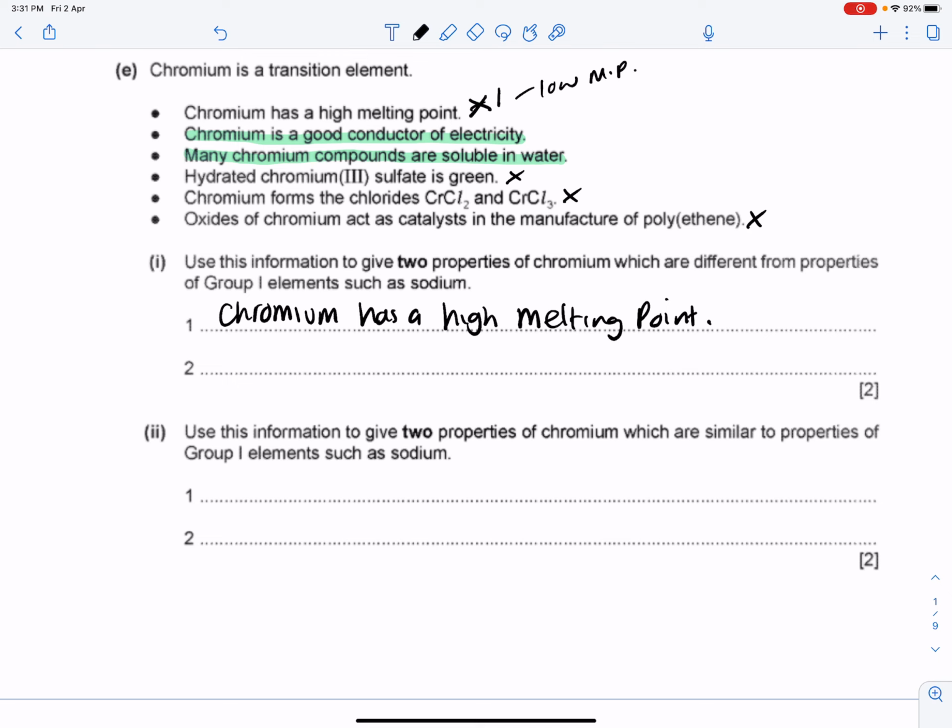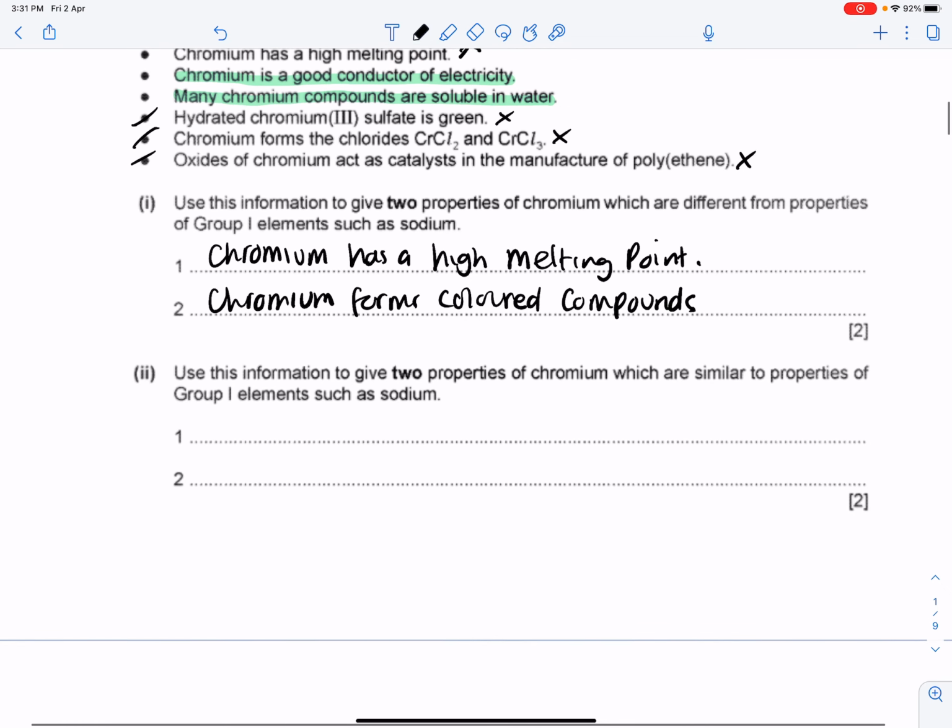So we can choose any one of these bottom 3 here. I'm just going to say chromium forms coloured compounds, because that's the property. The property is not that chromium is green. The property is that chromium forms coloured compounds, or transition metals form coloured compounds.